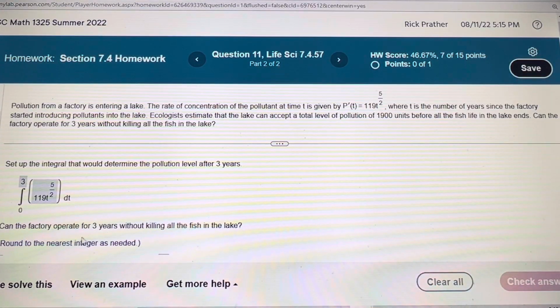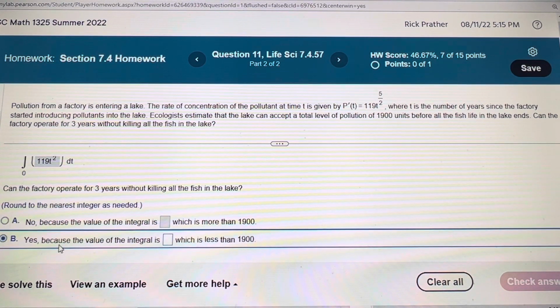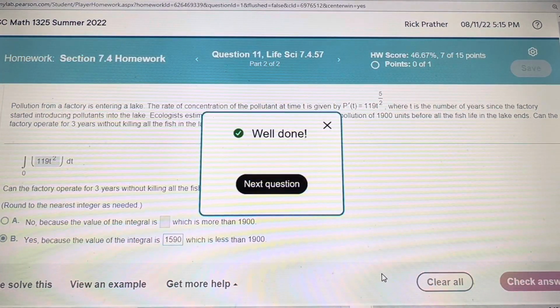So can the factory operate for 3 years without killing all the fish? Yes, because the value of the integral was 1590, and that's less than 1900. If it goes over 1900, then they kill all the fish. Although maybe they killed some of the fish, unfortunately. And why should they be polluting the lake to even begin with?